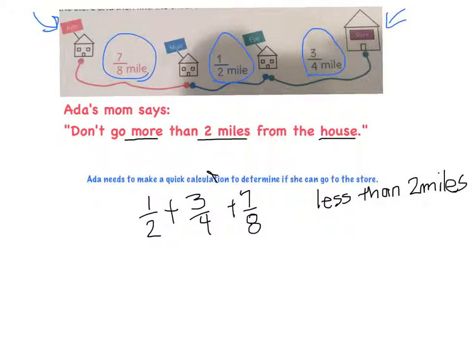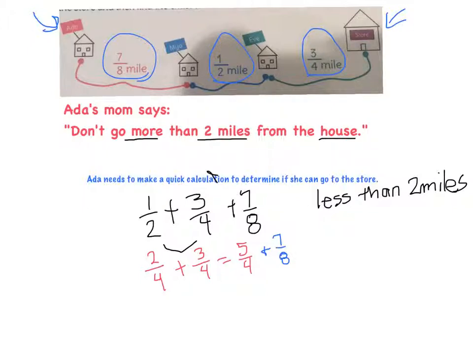So when we add these two together, I actually know that 1/2 is the same as 2/4. In my head, I don't even have to do that. But when I add that together with 3/4, then I know I have 5/4. And now I have to add my 7/8. So I'm thinking, is this going to be more or less than 2 miles?